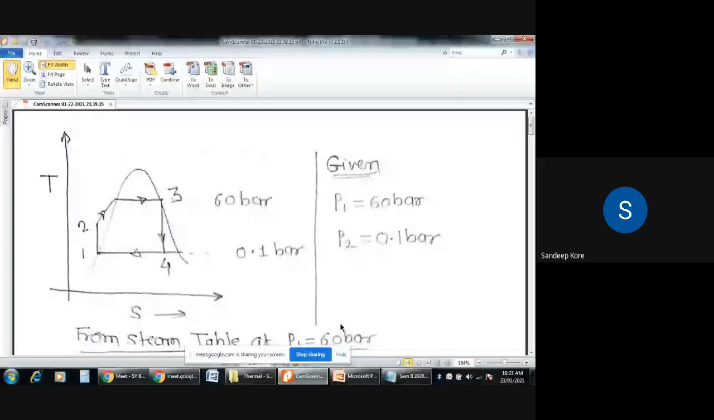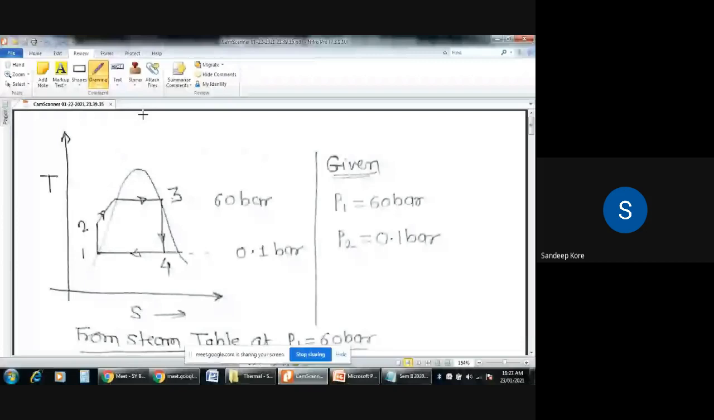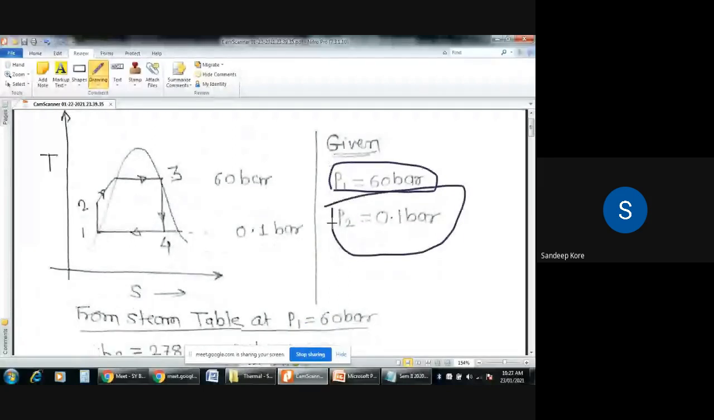So how to solve these problems? To solve this problem, we need a steam table. We have to take the help of the steam table. We have two pressures: boiler pressure 60 bar and condenser pressure 0.1 bar. We have to refer to a pressure table, since pressure is given. At a pressure of 60 bar, by referring to the steam table, we have to note down the properties of steam.